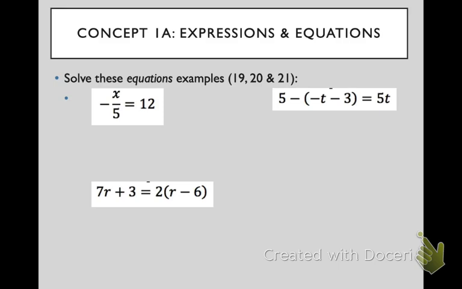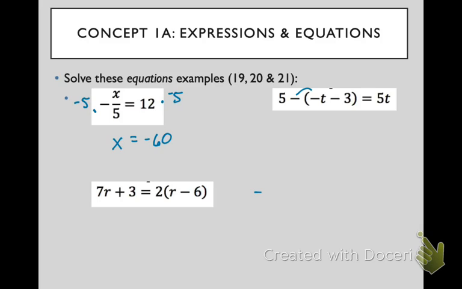All right, finally, let's solve these equations. So notice the difference between what we were just working with. We were working with expressions. Equations have an equal sign. So we need to undo what's being done to our variable. So in that first equation, negative x divided by 5 equals 12, that's what a fraction is, divided by 5. So we're going to start by undoing the division. We're going to multiply both sides by negative 5. And that will give us positive x equals negative 60. And so that's our final answer.